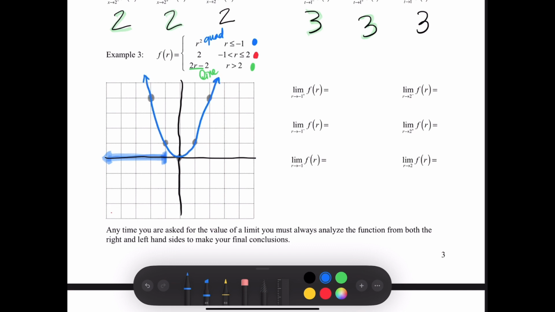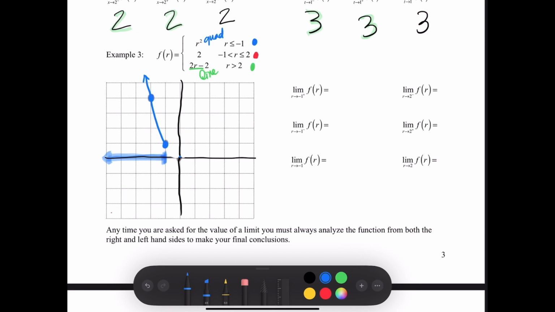However, I only want this quadratic to exist for all the values that are -1 or smaller. So for values bigger than -1, I'm going to erase my function because it falls out of the domain r is less than or equal to -1. Okay, so there is my blue function.